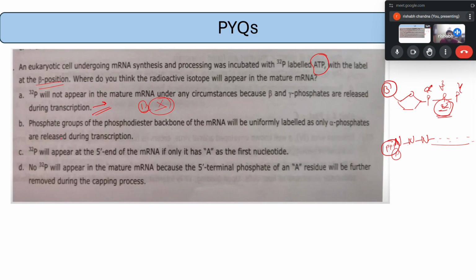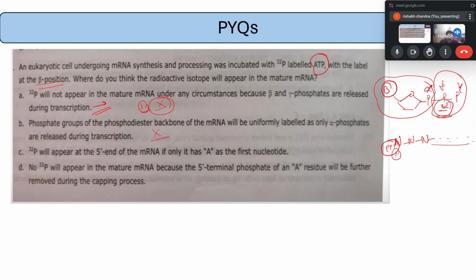Then we have: phosphate groups of the phosphodiester backbone of the mRNA will be uniformly labeled, as only alpha phosphates are released during transcription. No, because the beta and gamma phosphates are released during the transcription process, and only the alpha is incorporated into the mRNA chain. So this is not the case. The second option is also wrong.